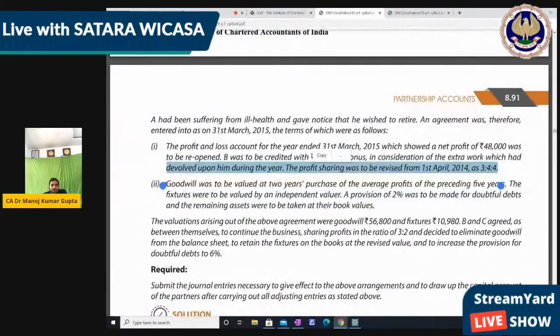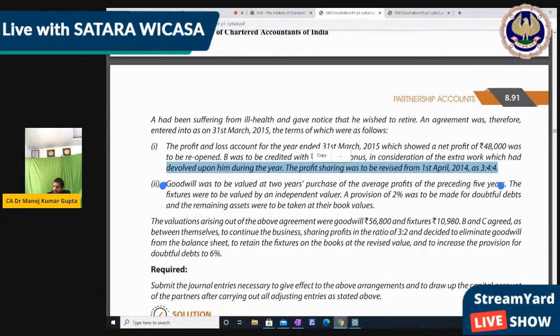Third part, goodwill was to be valued at 2 years' purchase of average profit of the preceding 5 years. Now for that we would need to prepare steps 1 to 7, but there is no need because they have given the goodwill value, right? The fixtures were to be valued by an independent valuer, that is also given, and a 2% provision to be made for doubtful debts, and remaining assets were taken at their book value.